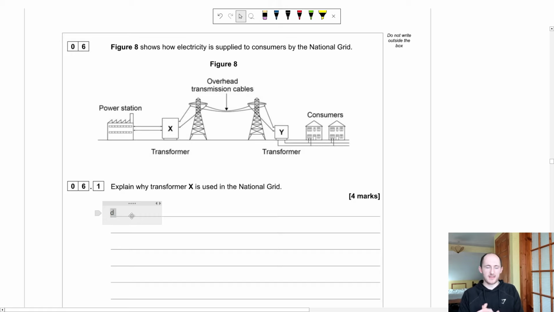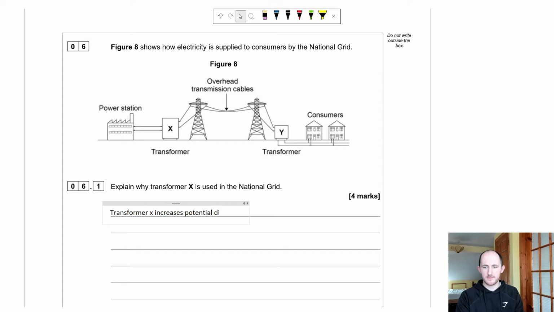So why is transformer X used? So transformer X increases potential difference, that's 1 mark, and decreases current, 2 marks. Why do we do that? Remember, it reduces energy lost due to heating the wires.